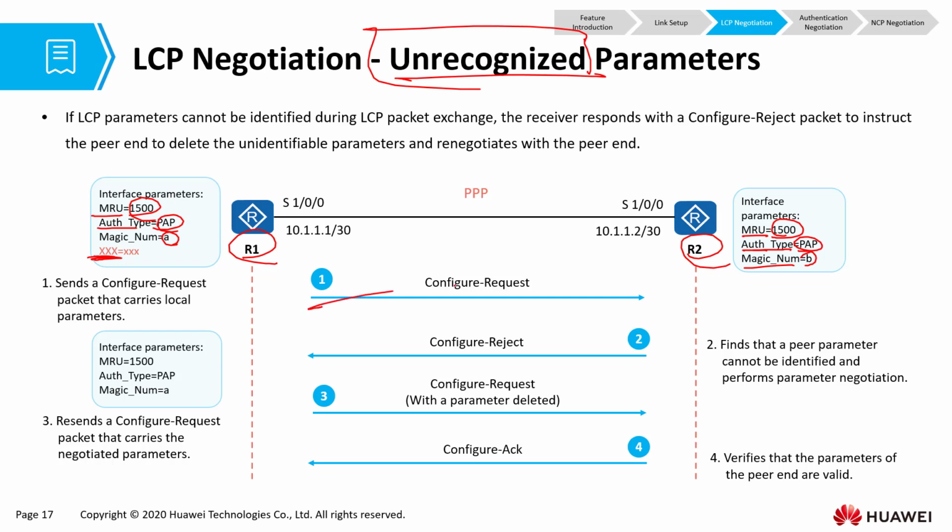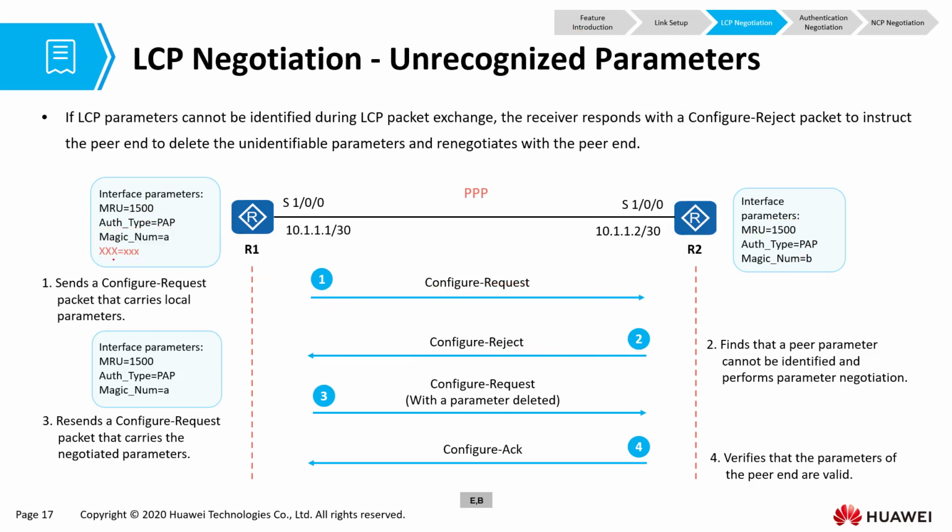So after receiving a configure request from router 1, router 2 returns a configure reject packet to router 1 if it cannot identify some or all of the link layer parameters carried in the packet. The configure reject packet contains the parameters that router 2 cannot identify. So when it sends that, it says, no, you know what? I don't identify that. I've only been told about this and this and this. I don't know what this is. I don't even want to see it.